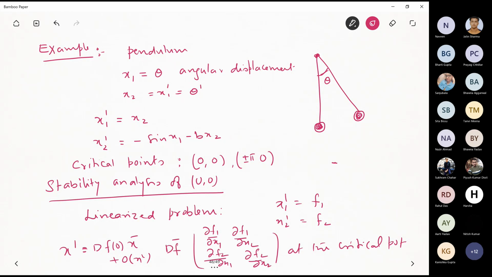The other point, plus minus pi, is when the angle goes to pi. This is the angle pi. We know that if you take a pendulum and keep it on the top, it's not going to stay there. It just comes down to 0. So the solution is not going to remain at pi, 0. It is going to come to 0. So physically, you see that it is an unstable point. It is an unstable angle. So let us look at that.